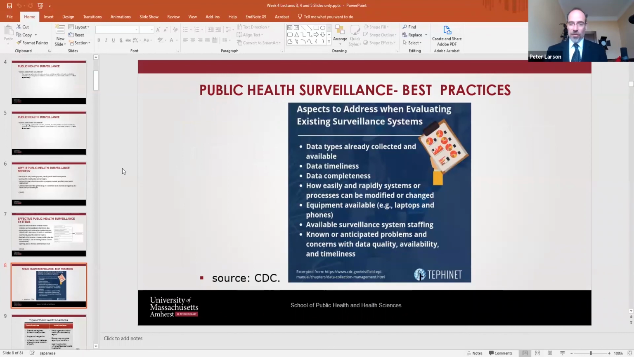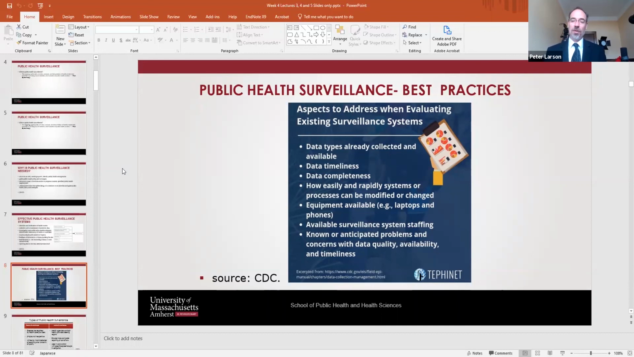Public health surveillance best practices. This is from the CDC, aspects to address when evaluating existing surveillance systems. You look at data types that have already been collected and are available to generate consistency. You ensure that data is recorded in a timely manner. We have to make sure that the things we're recording are recorded when we want them. Just ensure data completeness. We have to ensure the quality data, that all information that's required is filled in.